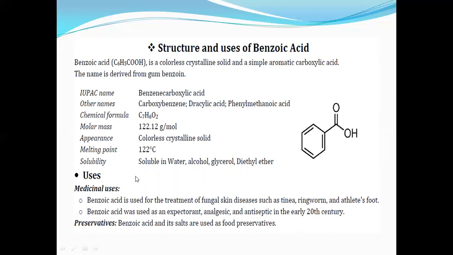Regarding the molecular formula and melting point, benzoic acid has a molecular weight of 122 grams per mole and a melting point of 122 degrees centigrade. It is basically soluble in water, hot water, alcohol, glycerol, and diethyl ether.